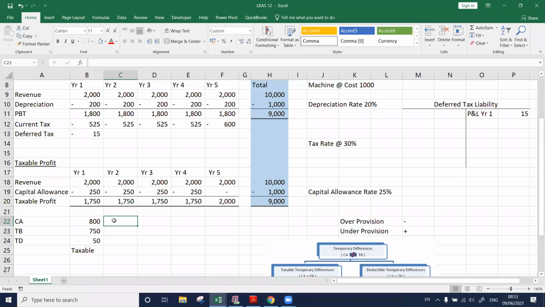We have depreciated this machine for 2 years. It means 400 is the accumulated depreciation amount. It means the carrying amount will be 600, right? Carrying amount is 600. Then what is the tax base?